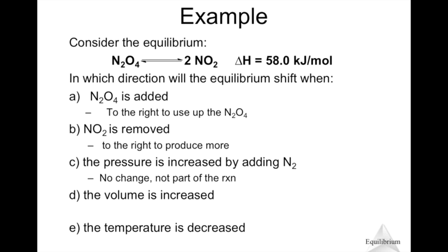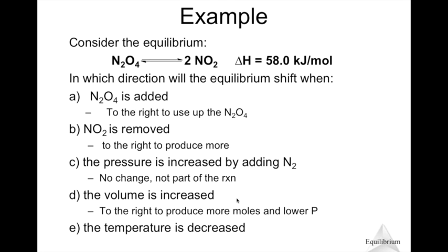What if we increase the volume? Well, if we increase the volume, that means our pressure goes down. So the system is going to try to increase the pressure. How's it going to do that? It's going to shift the equilibrium to the right to produce more moles of the two NO2s as opposed to the one N2O4, which would increase the pressure.